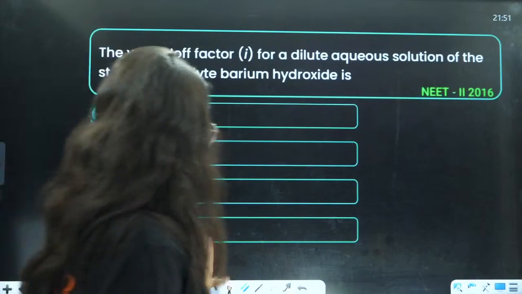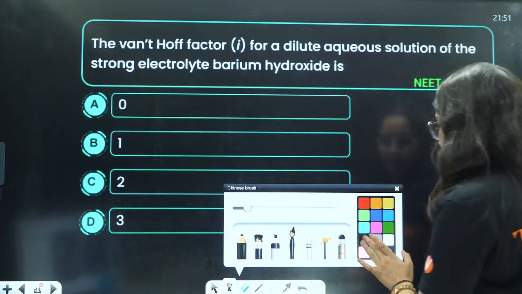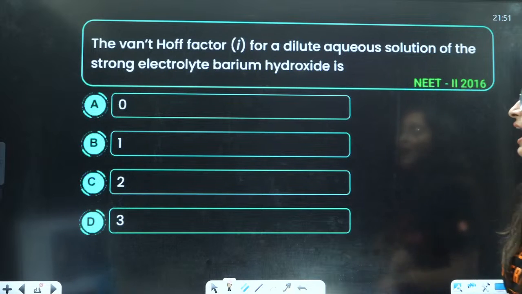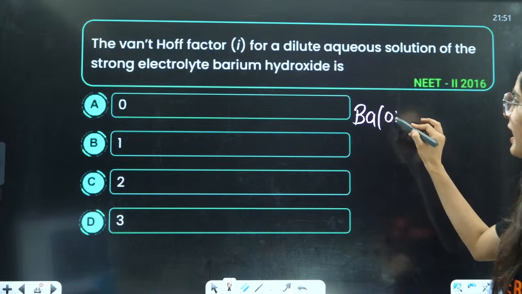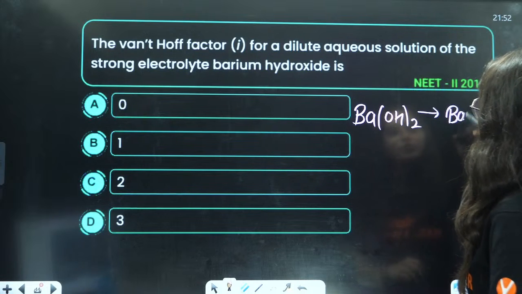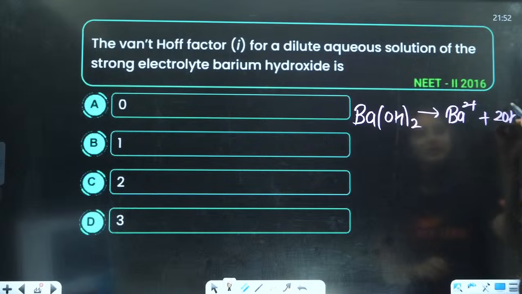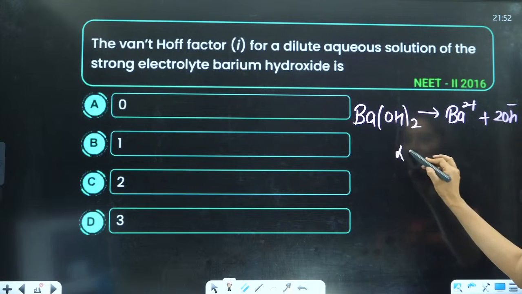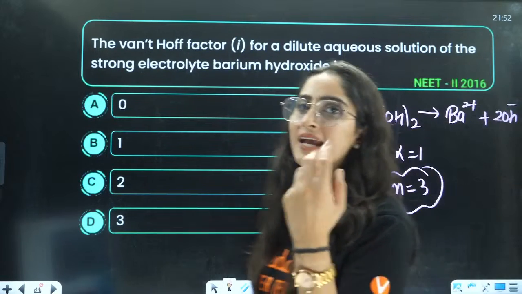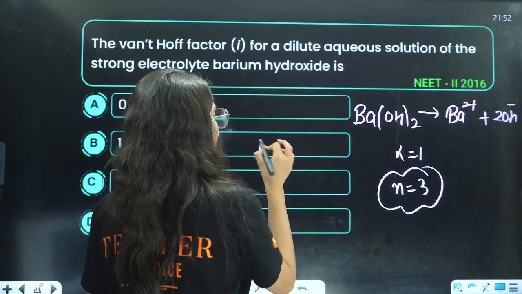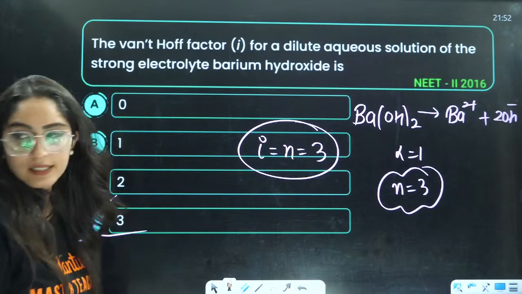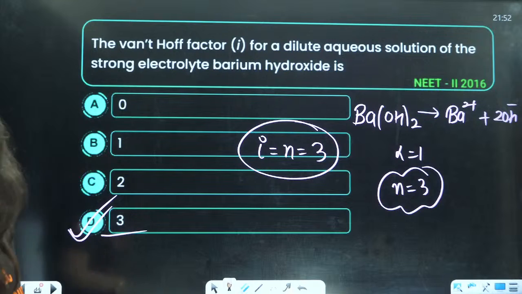Yes, now let us see the questions based on this. The Van't Hoff factor for a dilute aqueous solution of the strong electrolyte barium hydroxide. Strong electrolyte, it is going to give us Ba2+ plus 2 OH-. Strong electrolyte means alpha is equal to 1, so n is equal to 3, because you have 3 ions after dissociation. So in a strong electrolyte, i is equal to n is equal to 3 only. So the answer 3 is the correct answer, that is D.